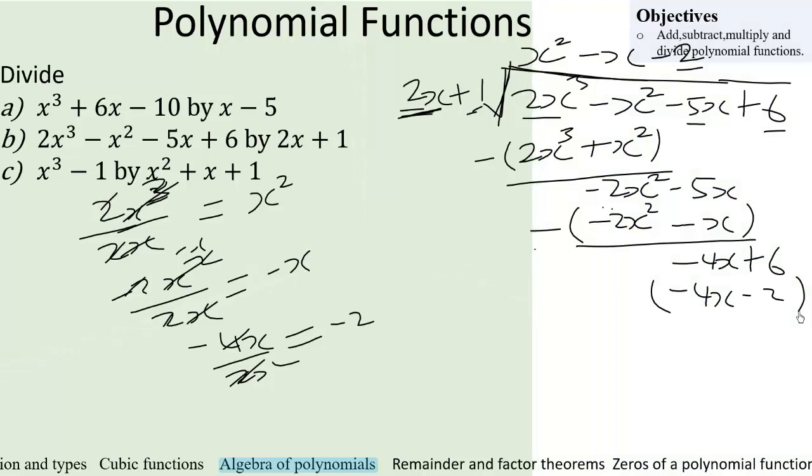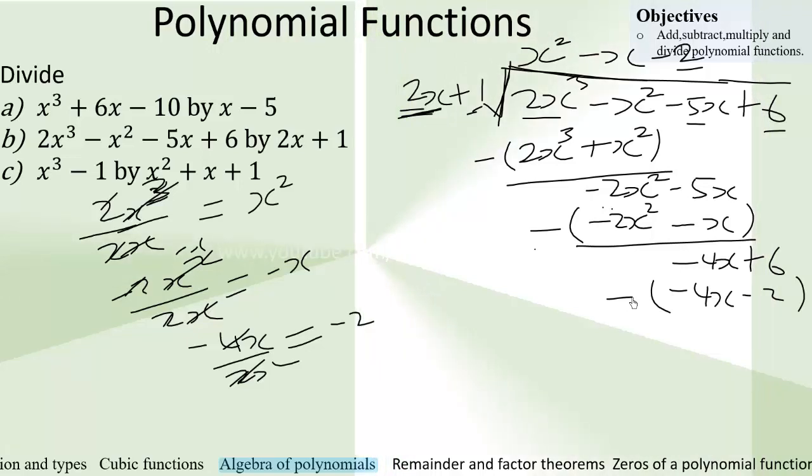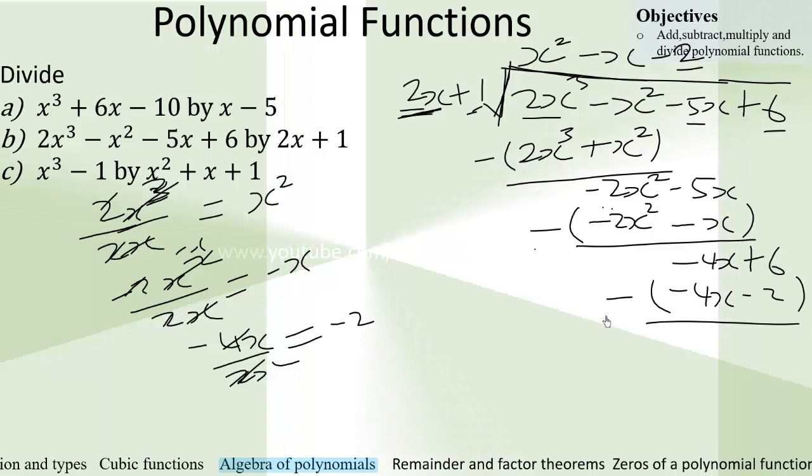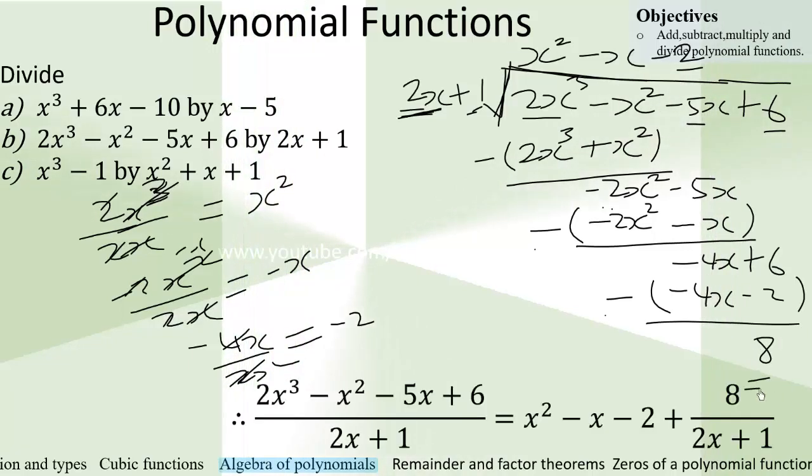Then what do we do? We subtract. Negative 4x minus negative 4x will give you 0. Then we have 6 minus negative 2. That will give you 6 plus 2, which is 8. So the remainder is 8.